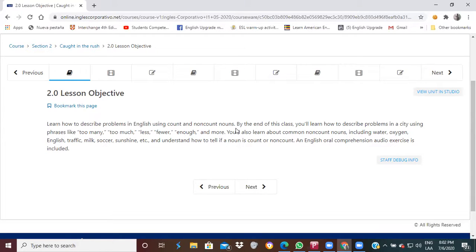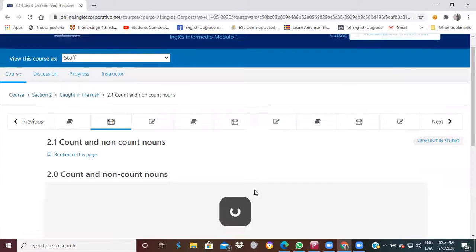Now I would like for us to learn how to describe problems in English using countable and non-countable nouns. By the end of this class, you'll learn how to describe problems in a city using phrases like too many, too much, less, fewer, enough, and more. You'll also learn about common and non-countable nouns, including water, oxygen, English, traffic, milk, soccer, sunshine, etc. And understand how to tell if a noun is countable or non-countable. An English oral comprehension audio exercise is included. Let's check it out.